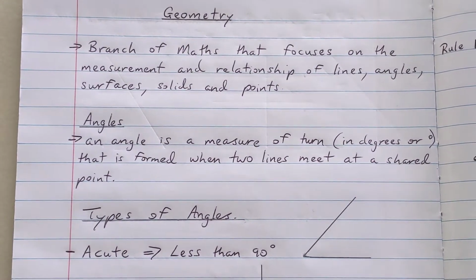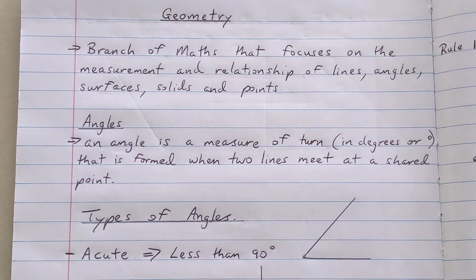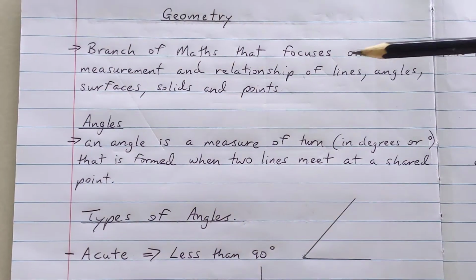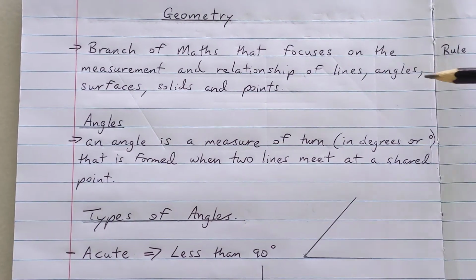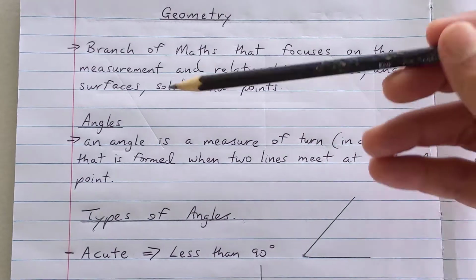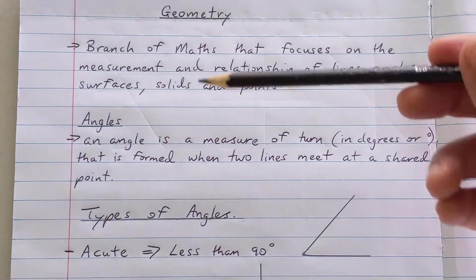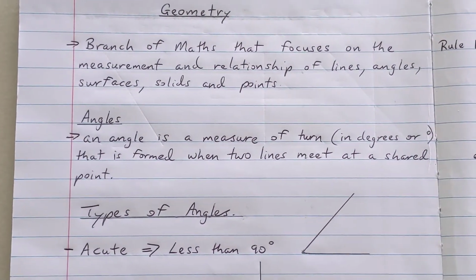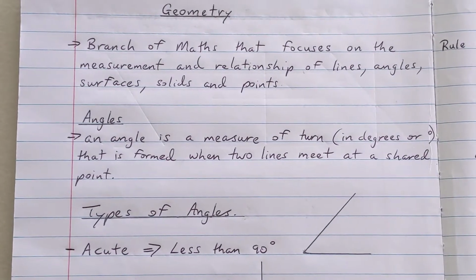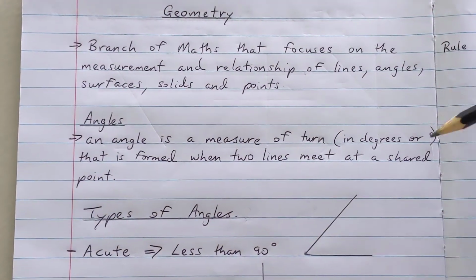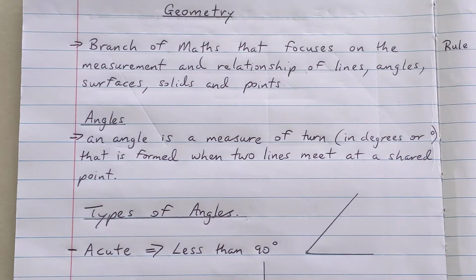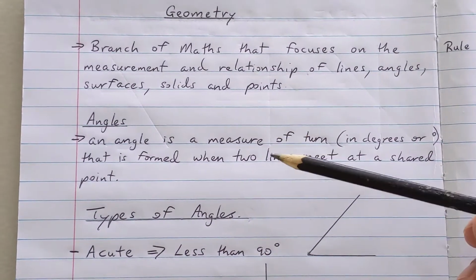Good day. So the topic we're looking at to start this term is geometry. Just our definition here is that this part of maths is going to focus on lines and angles mainly, and then you'll see some shapes and solids, and obviously points are going to come into that. So an angle is a measure of turn, and again it's measured in degrees, so that little symbol there is what represents degrees, and it's formed when two lines meet.